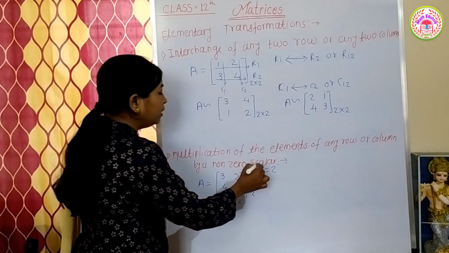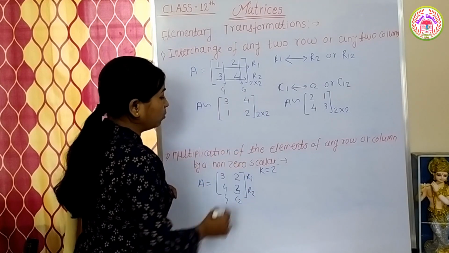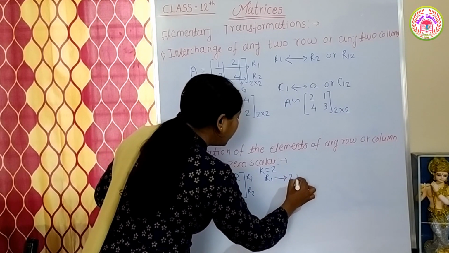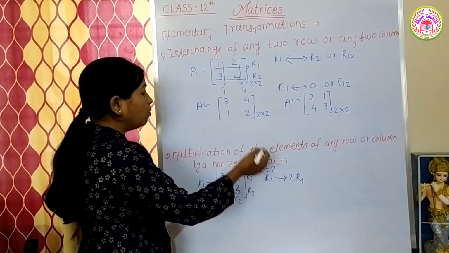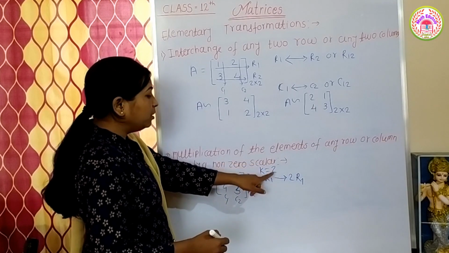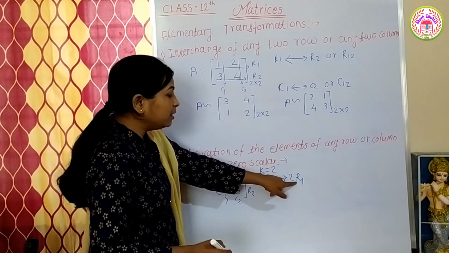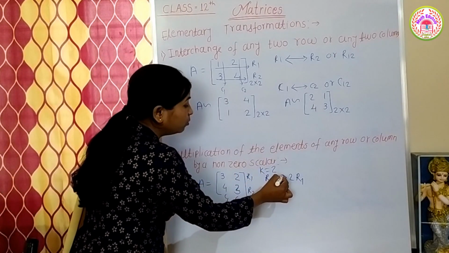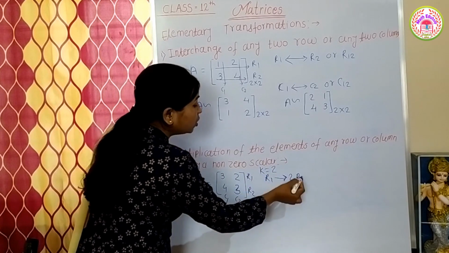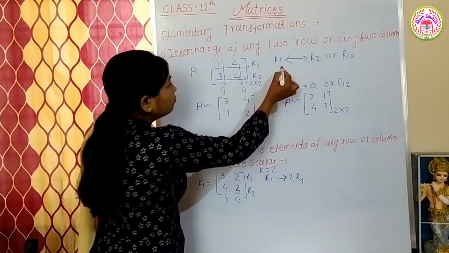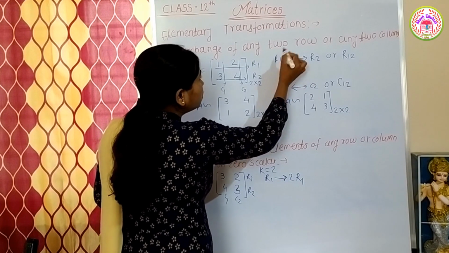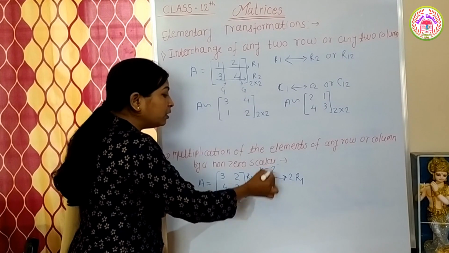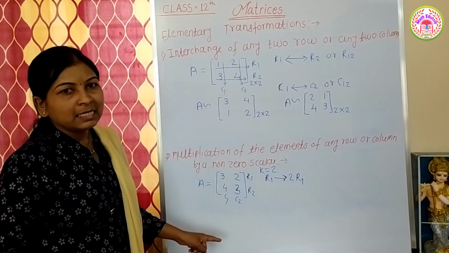Then suppose we multiply this k equal to 2 with this R1 row. Then this R1 changed to what? 2 times R1. Here we do the row operation. Which row operation? The scalar multiplication. Multiply this R1 row by the scalar 2. 2 se multiply karenge. So R1 ke element change honge. And here we denote this with a single arrow. Means which elements change only? R1 ke element change hote. Here we denote a double arrow because R1 is changed, R2 is changed. Dono ke upar change hota. Yahan pe kaun se element change hote only? R1 ke element change hote. R2 ke element as it is hi rehte.